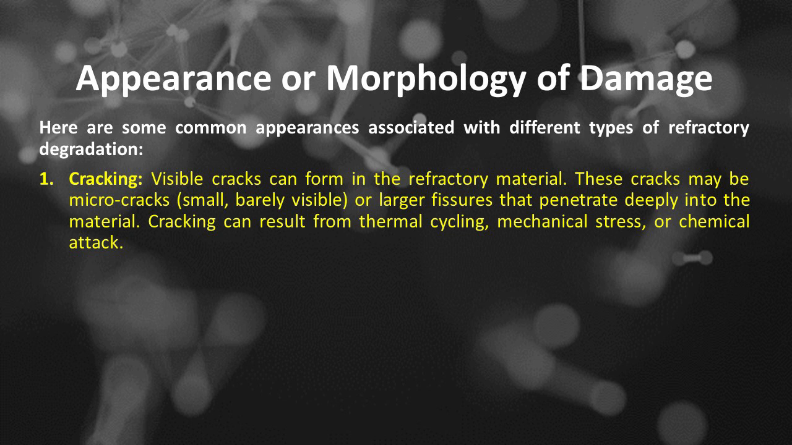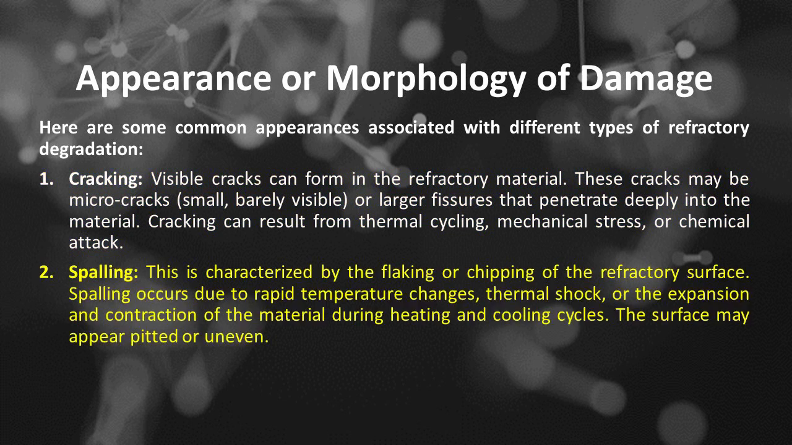Number 1 is cracking. Visible cracks can form in the refractory material. These cracks may be microcracks, small, barely visible, or larger fissures that penetrate deeply into the material. Cracking can result from thermal cycling, mechanical stress, or chemical attack. Number 2 is spalling. This is characterized by the flaking or chipping of the refractory surface. Spalling occurs due to rapid temperature changes, thermal shock, or the expansion and contraction of the material during heating and cooling cycles. The surface may appear pitted or uneven.